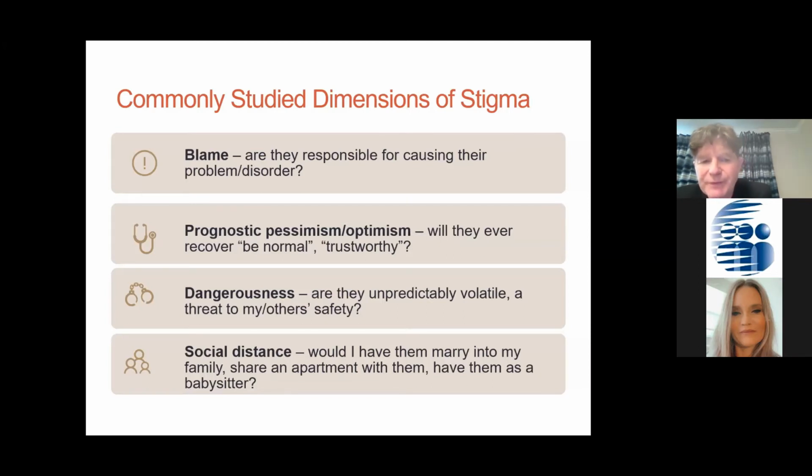The last two relate to dangerousness. One is actually dangerousness. Are they predictable, unpredictable, volatile, a threat to my or other people's safety? And social distance. Would I have them, therefore, as a babysitter? Would I have them as a neighbor, as a co-worker, as a roommate?